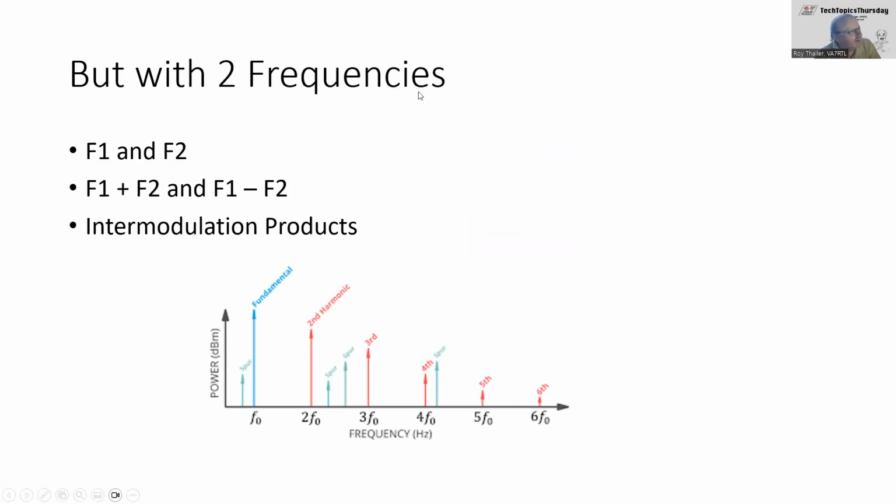Now, when you have two frequencies, like when you have your mixer, when you're combining your audio with your RF, in your mixer you have your F1 and your F2, and you're adding the two together, F1 plus F2. And you also get F1 minus F2. Some of these you're going to filter out. But you'll start to also see some other frequencies, and you're wondering where these come from. These are known as intermodulation products.